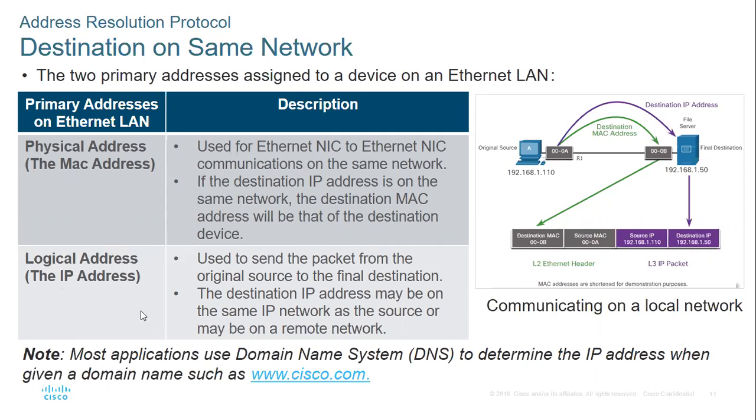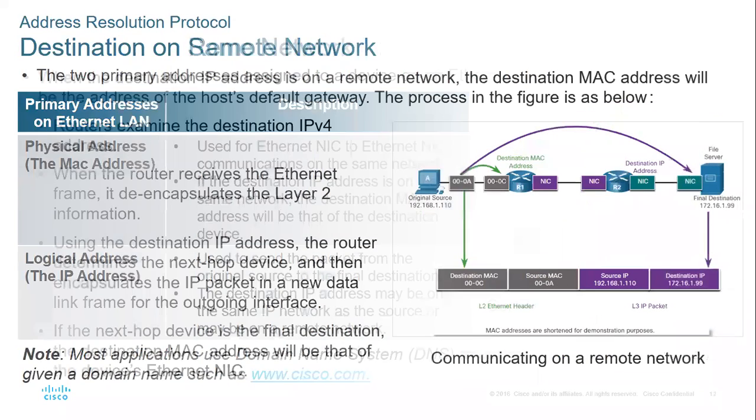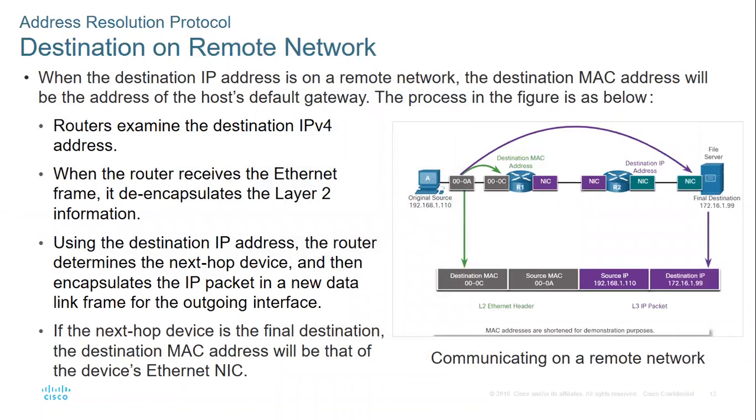The logical address is the IP address. It is used to send the packet from the original source to the final destination. Of course, this is when we are moving information to another network. When we're moving information to another network, we need to involve the IP address. All right.